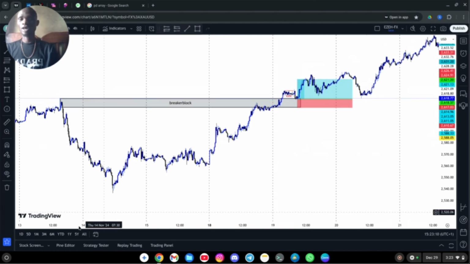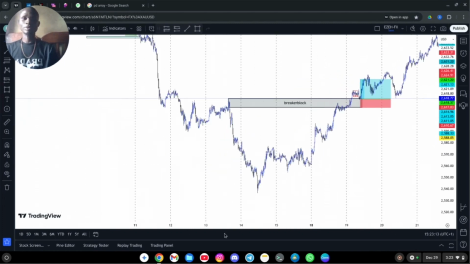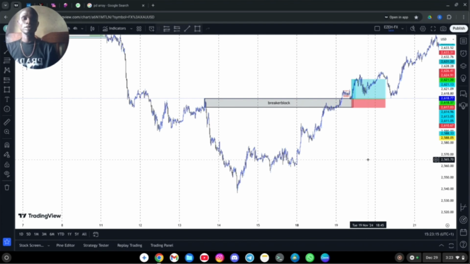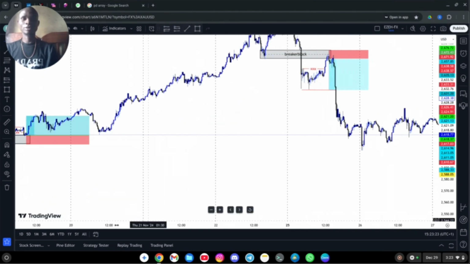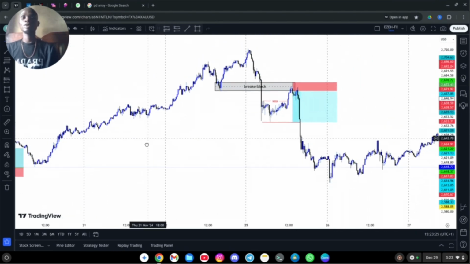Now let's go for another one. This is one example. Okay, this is for buy. This is a buy example on Breaker. Now let's see the sell example. I marked all this out so that this video won't be that long.